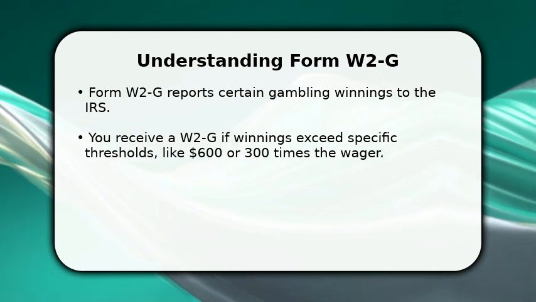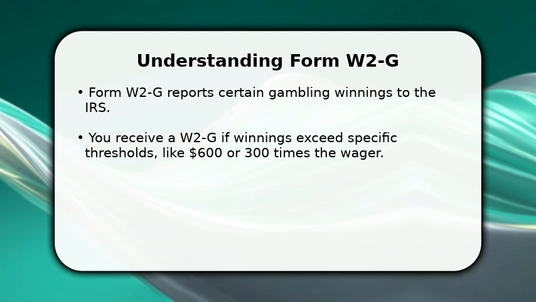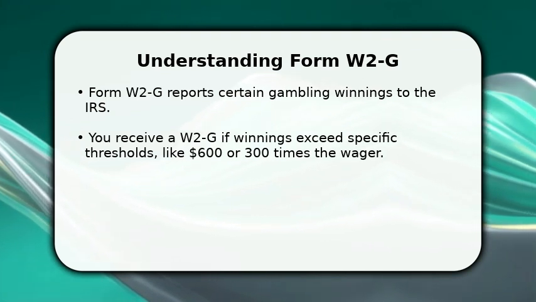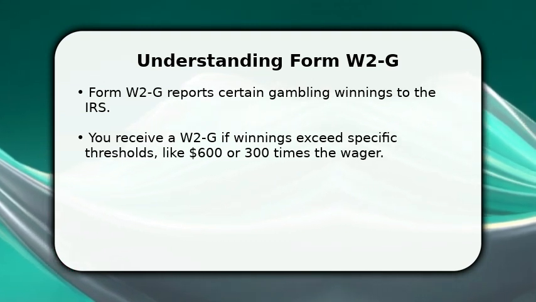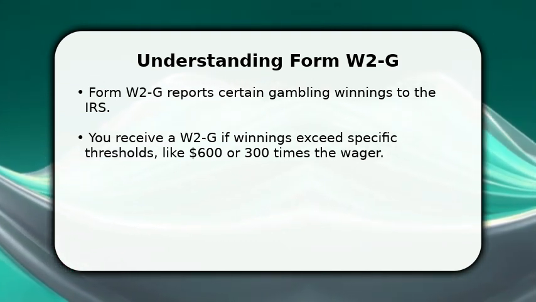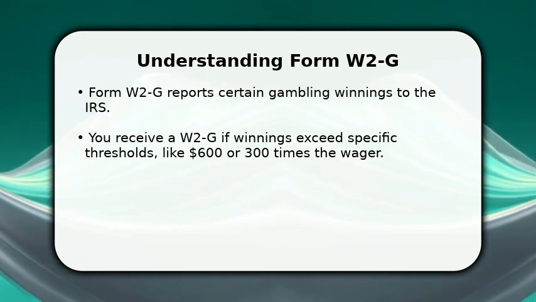You'll receive one if your winnings meet certain thresholds, such as $600 or 300 times your wager, or if they exceed $1,200 from bingo or slot machines. It's crucial to have this document when preparing your taxes.